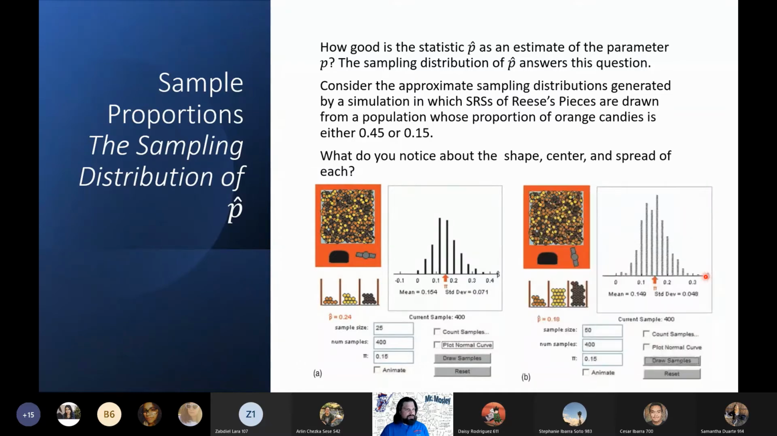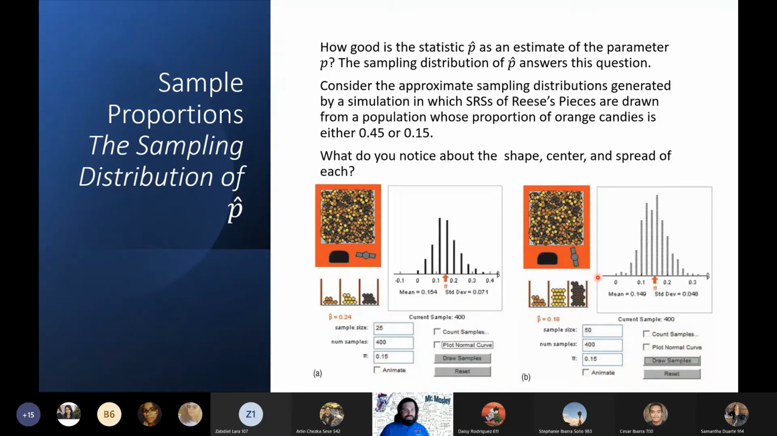If we go to the population whose proportion of orange candies was 0.15, we run similar types of simulations. It was sample size 25 or 50, number of samples 400. For this one sample, we had a p-hat of 0.24. But over the 400 samples, we do get a center pretty darn close to the actual value. The same thing happens with the other one over here. And in both cases, we still have something that looks approximately normal.